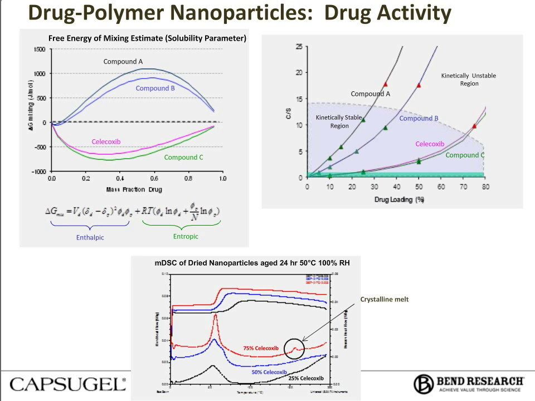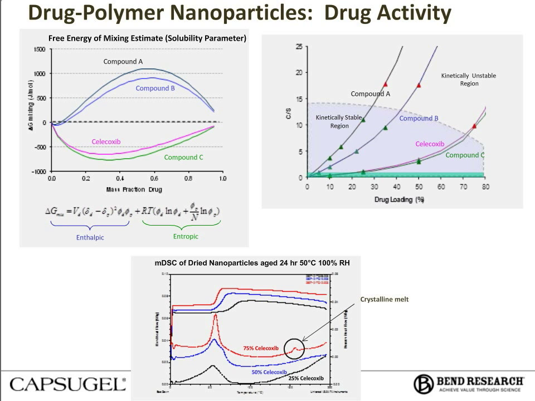This slide has a little bit more detail on the drug activity of these systems. As I said, the solubility of the drug in the polymer is important and determines the drug activity versus drug loading. And the solubility of the drug in the polymer can be estimated by calculating the free energy of mixing using solubility parameters, for example.